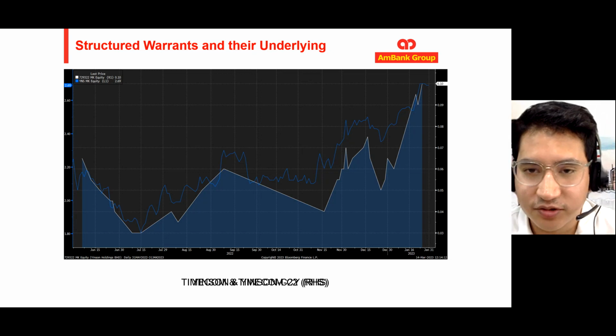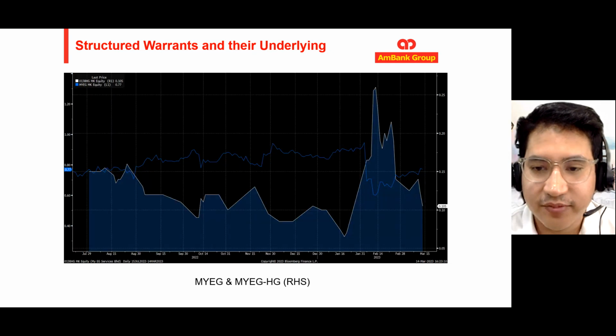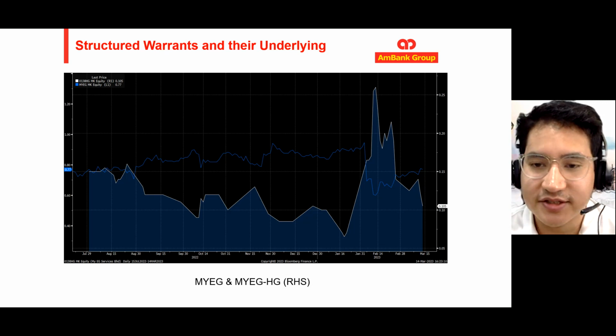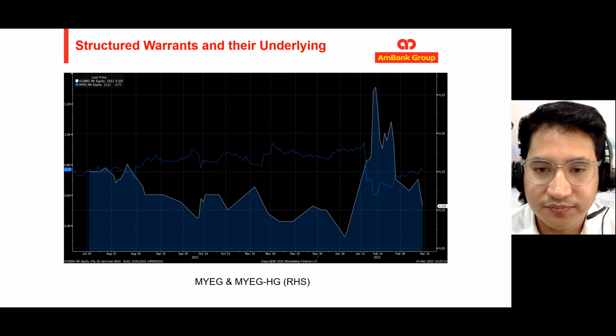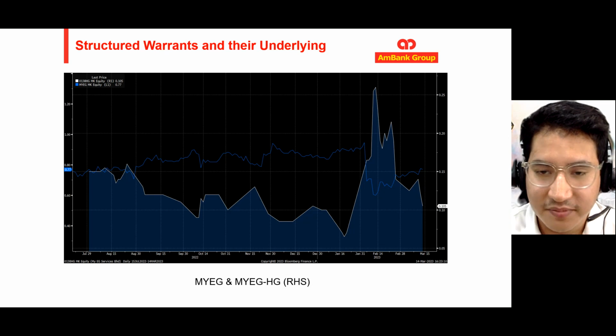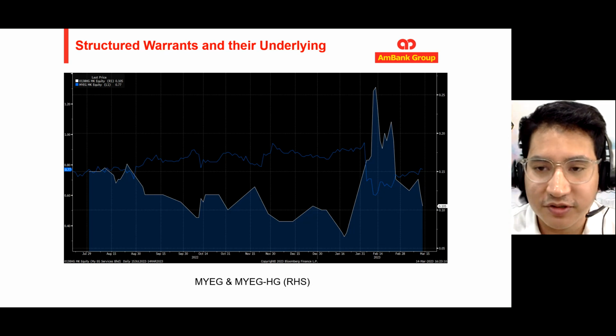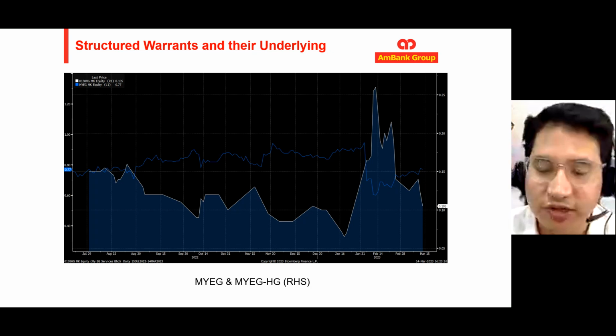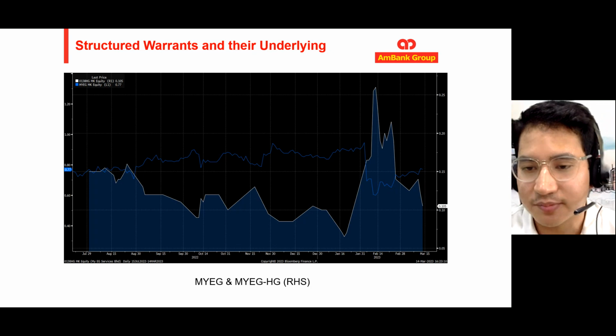Then on the other slide, I would like to show a put warrant example. This is of MyEG. Same thing, the white line with the blue shading is the structured warrant's price. Because it's a put warrant, it goes opposite to the underlying share price. When the share price of MyEG increases, the warrant will decrease. Over here, you can see that when MyEG decreases, the structured warrant price increases. So that will enable you to capitalize on the downside of the underlying by buying the put warrants.